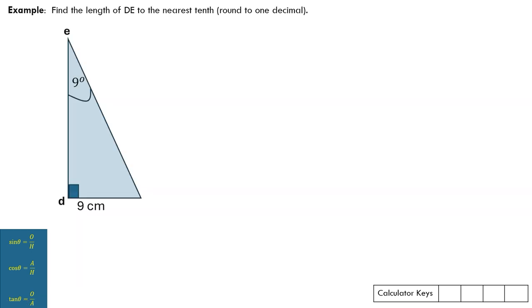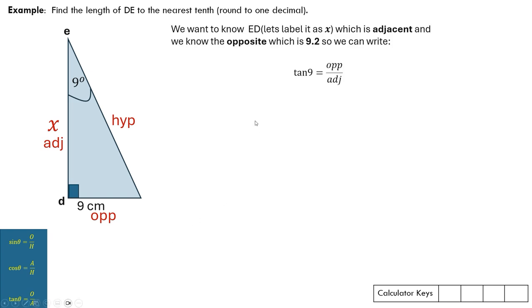In this question, we're asked to find the length of DE to the nearest tenth. So here's DE. Our reference angle is up here. So we'll label the other sides relative to that. Now, we're asked to find the adjacent, and we're told what the opposite is. Looking at our trig ratios, the one that deals with adjacent and opposite happens to be the tangent. So we know that we'll be using the tangent ratio.